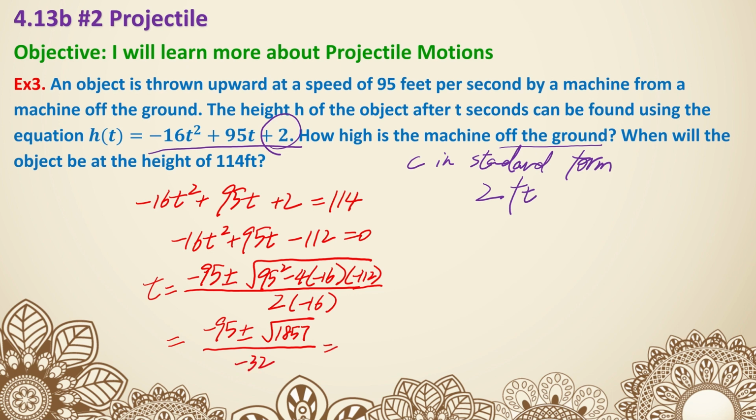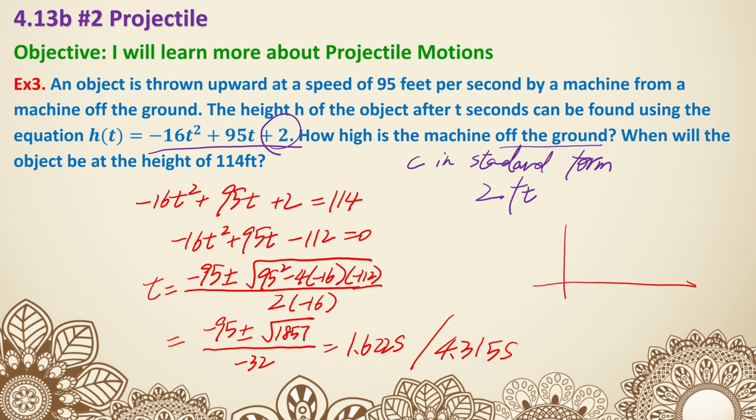Okay, so the positive one is going to give us the answer of 1.622 second, rounding to 3 decimal places. And the other one, the negative one, is going to give us the answer of 4.315 second. Okay, and you might be wondering, wait, how come you have 2 positive answers? Which one are we going to keep?